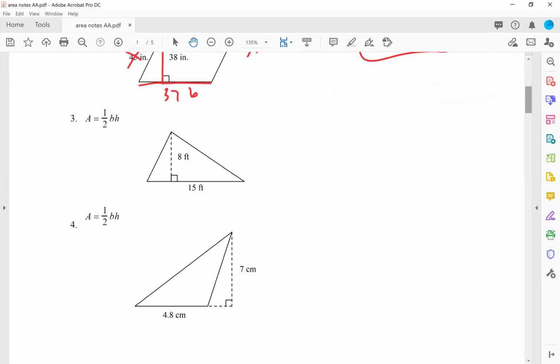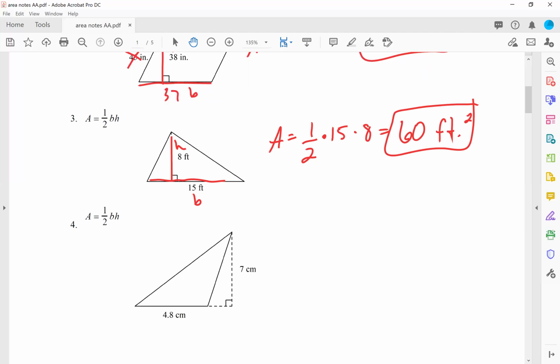Next couple here are triangles. Okay, triangle, it's 1/2 base times height. And again, your base and your height, you're making that right angle. So in this one, 1/2, our base is 15, the height is 8. So 1/2 times 15 times 8. You just type this in the calculator and you will get 60 feet squared.